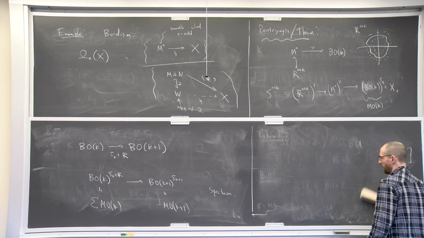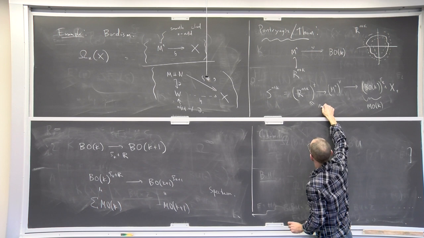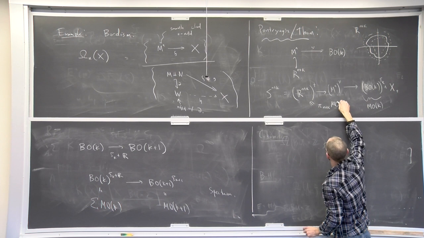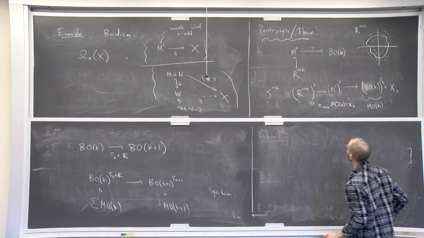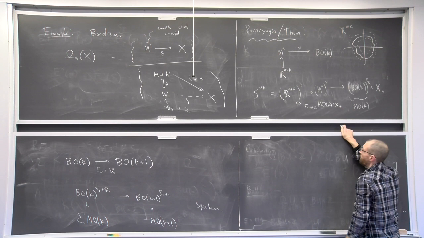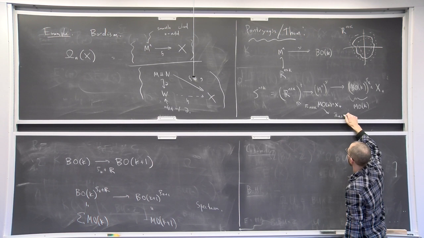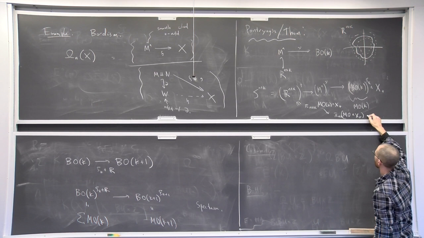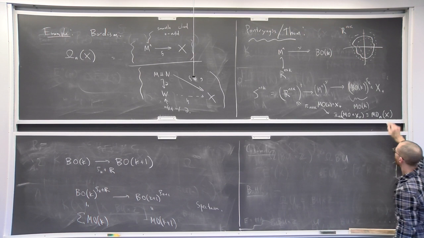And the theorem: this here is an element of pi_(n+k) of MO_k smash X_+. And so I could choose a bigger embedding and that would make the k bigger, but that would just put me into a different space of the spectrum. But that gives me an element of pi_n of MO smash X_+. In other words, that gives me an element of the MO nth homology of X.